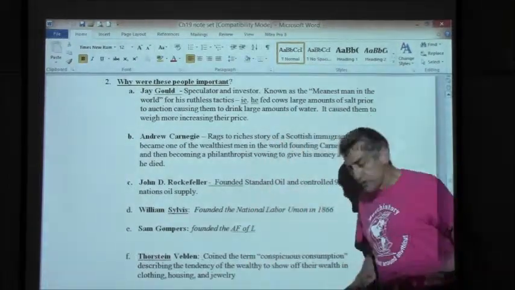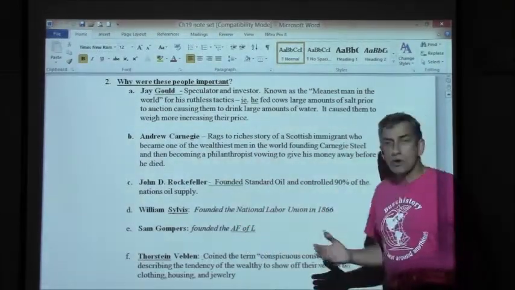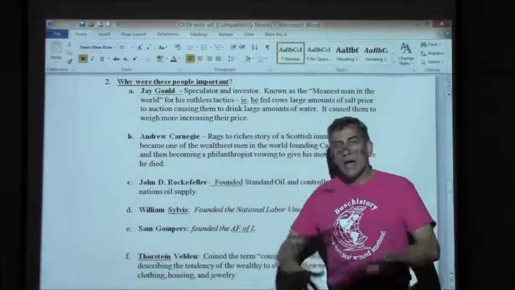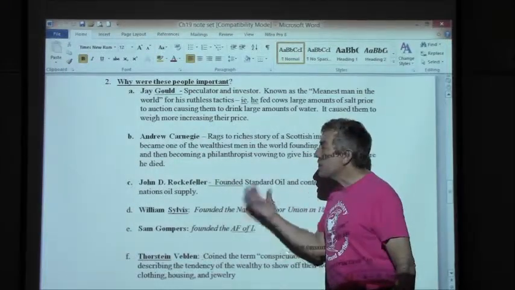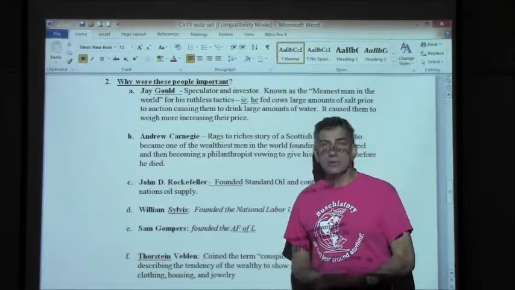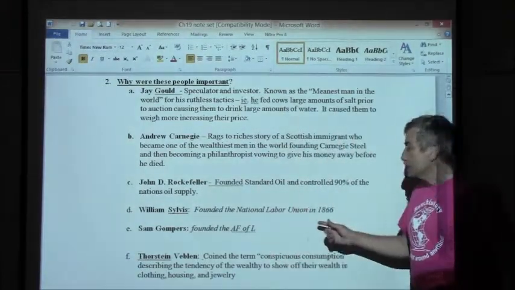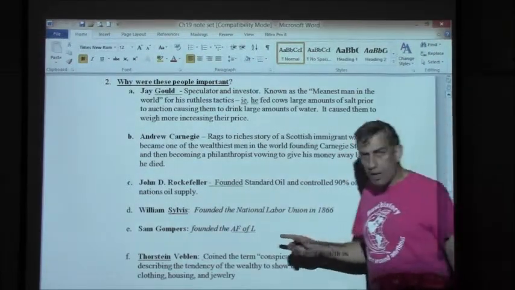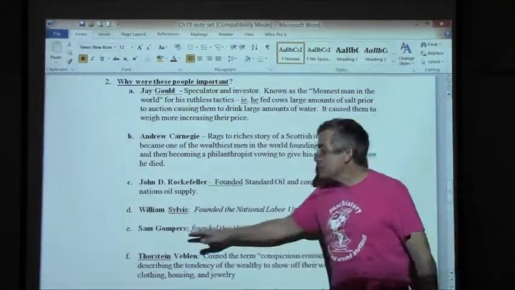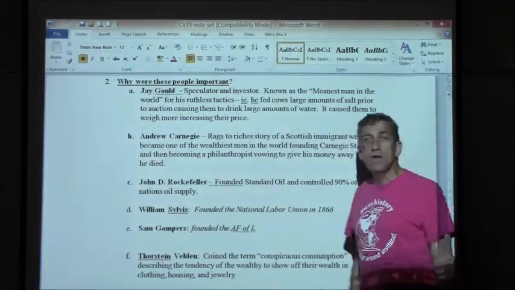John D. Rockefeller. Well, you can't say too much about this guy. He founded Standard Oil, and the whole idea of monopolies and trusts is credited to John D. Rockefeller. He, with Andrew Carnegie, were probably the two most important men of the era. William Sylvis founded the National Labor Union, which is a forerunner of some of the other unions of the day. And Sam Gompers founded the American Federation of Labor, which still exists today.